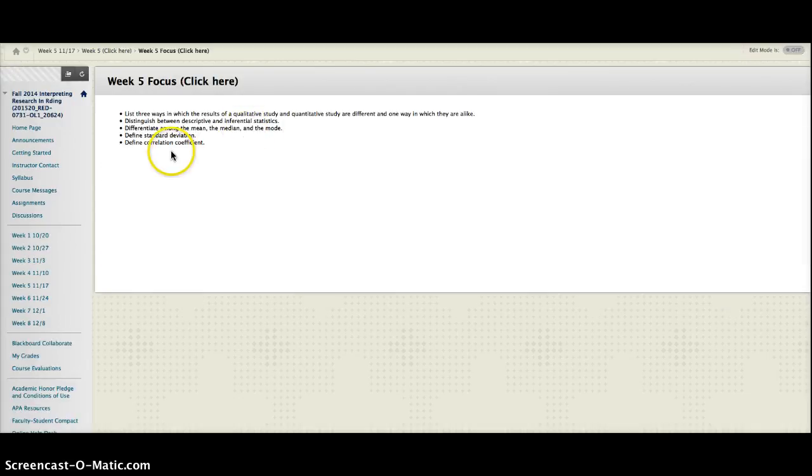By the end of this week and your reading, you should be able to list at least 3 ways in which qualitative studies and quantitative studies are different, and 1 way in which they are alike. You should know the difference between descriptive and inferential statistics, and the difference between the mean, median, and the mode. Understand what standard deviation is and what a correlation coefficient is. These are the basics in research that every researcher needs to be familiar with.